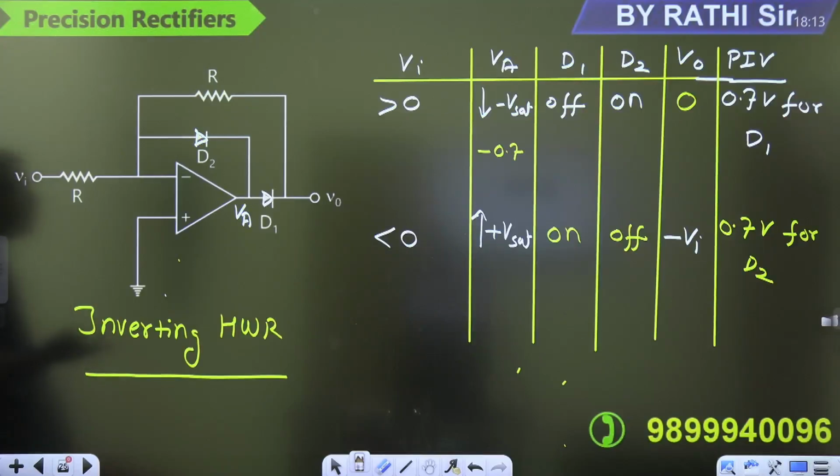PIV, what will be the question? What is the purpose of D1? What is the purpose of D2? And how does it avoid the negative saturation? How does it avoid what? Saturation of the operational amplifier, right? This type of questions come in the exam.